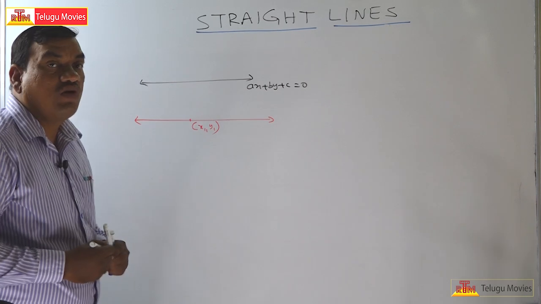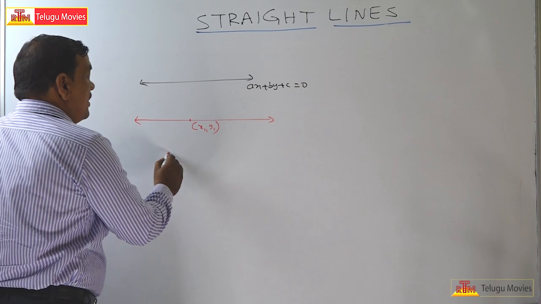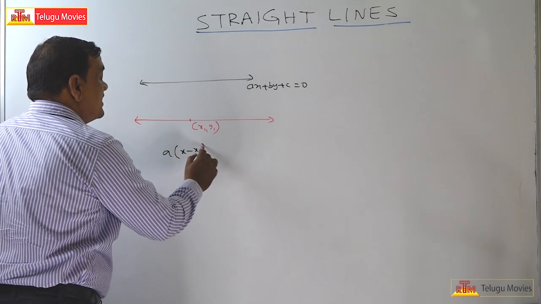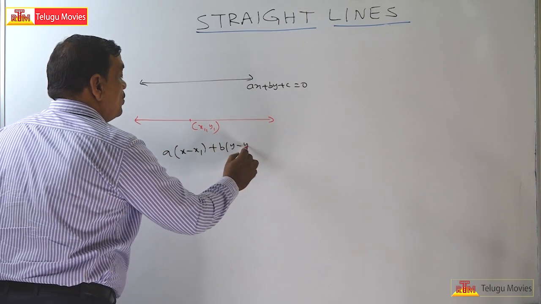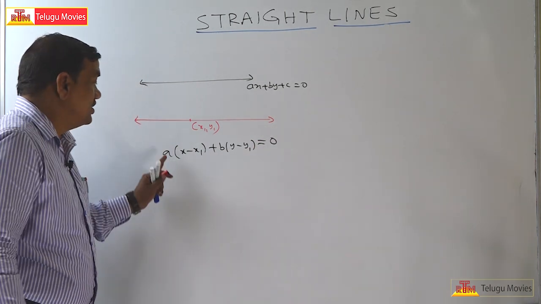The equation of this line. So the equation of this line is given by the formula a times (x minus x1) plus b times (y minus y1) is equal to 0. So this is the equation.